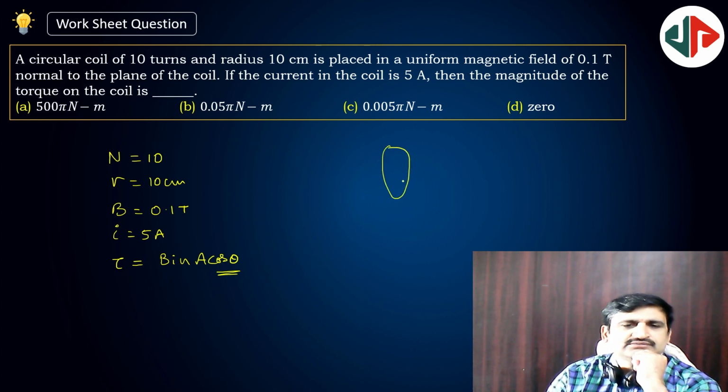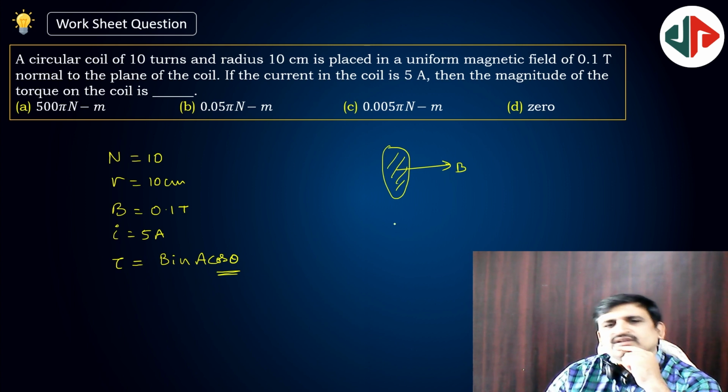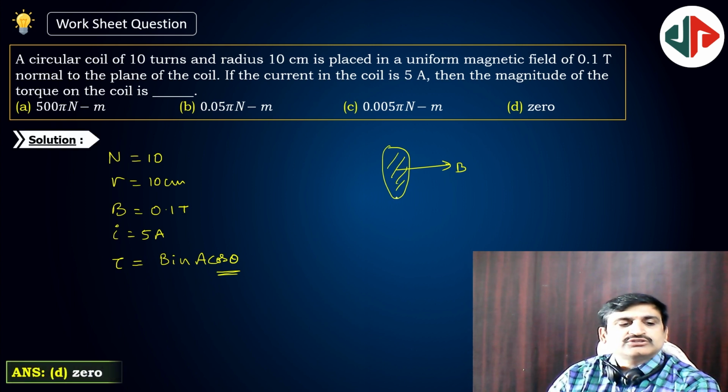Coil, plane, this way magnetic field B. Then cos 90 degrees will come. Cos 90 will be 0. So we need to go for that option. So don't waste your time in calculation. First, see, the angle theta with the plane is what the BINA cos theta formula uses. So torque will be 0 in this case. Torque will be 0. Right?